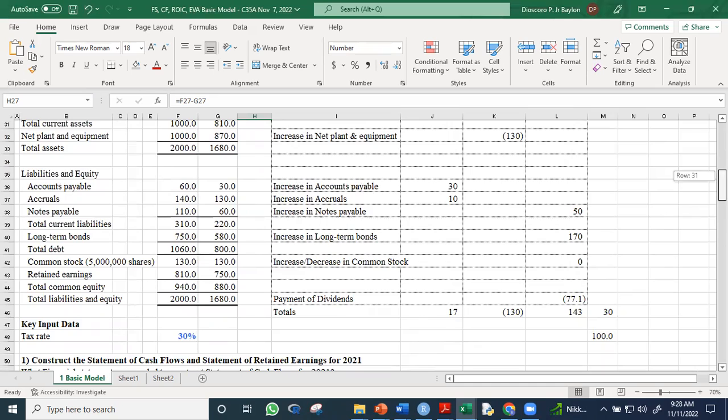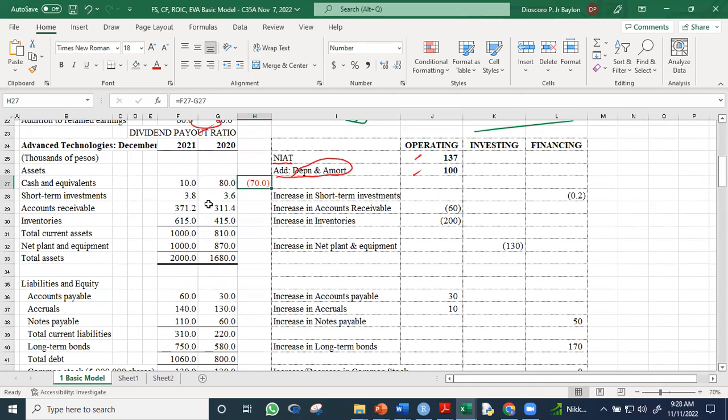So quickly, short-term investment will fall under financing because this is interest bearing. And the asset increased from 3.6 to 3.8, which means it's a use of cash. So here it's negative 0.2. It's a use of cash under financing. On the other hand, increase in accounts receivable falls under operating activities. So receivables increased from 311 to 371, which means it's a use of cash, 60, the difference between these two.